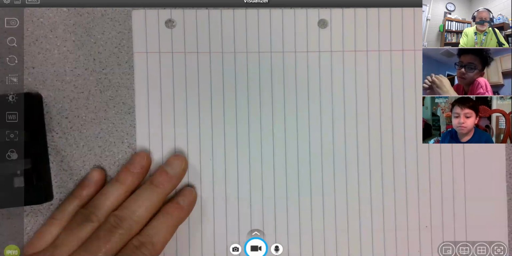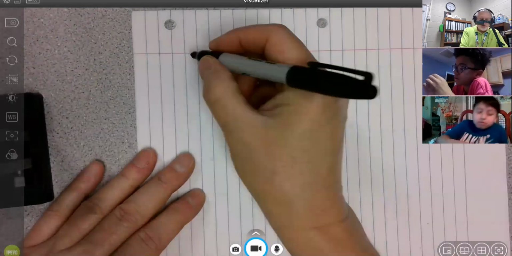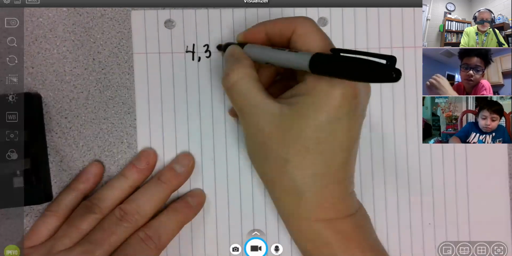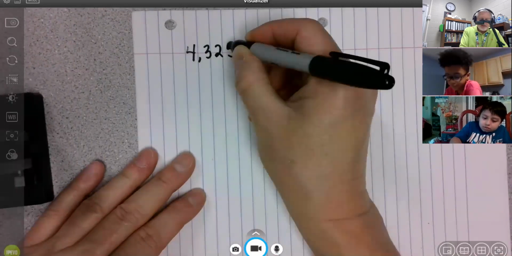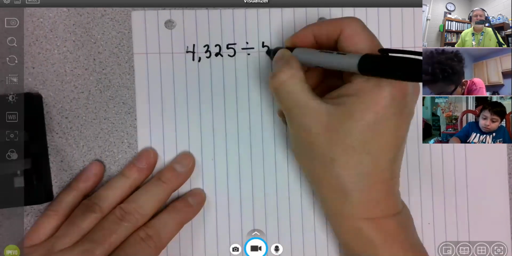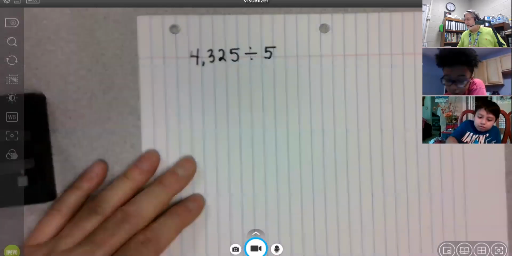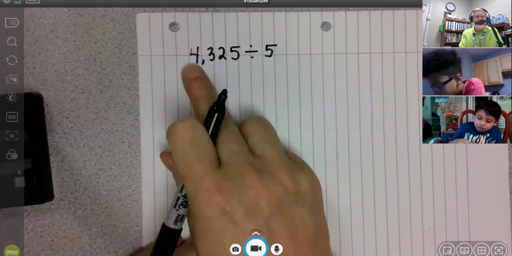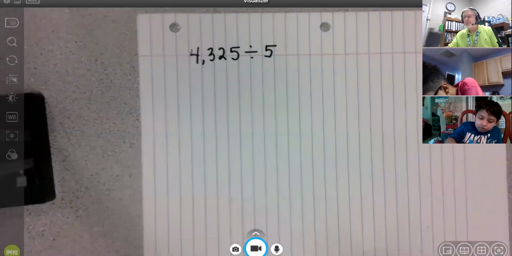All right. So on this problem, let's do 4,325 divided by 5. So now we have a 4-digit number divided by a 1-digit number. So go ahead and write this in your notes.